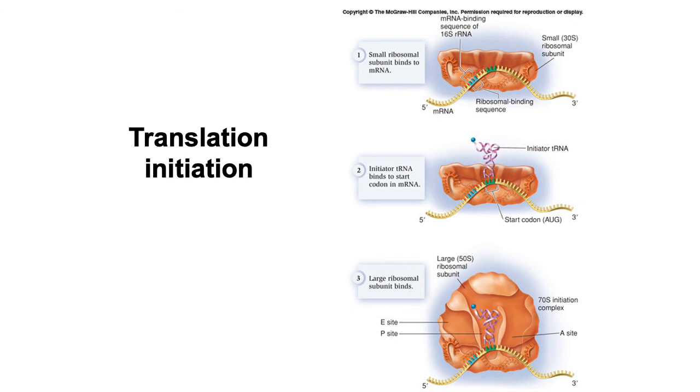And once that initiates, the large ribosomal subunit then binds, and that tRNA is put into the P site. And so we have an empty E site and an empty A site, but the synthesis of the protein has now been initiated by a tRNA with its amino acid bound to the start codon.